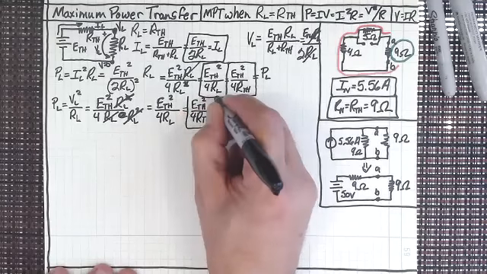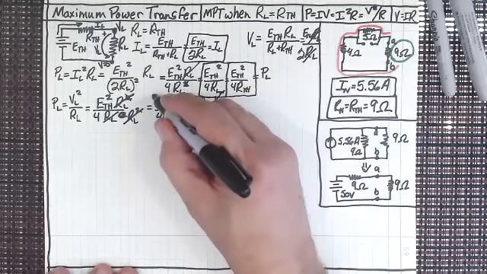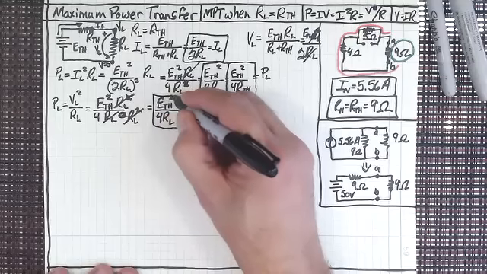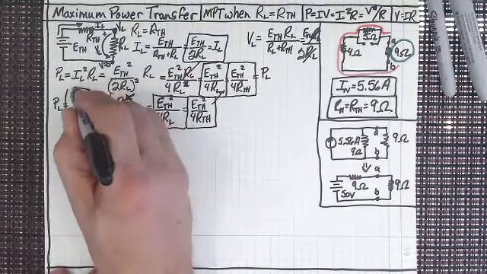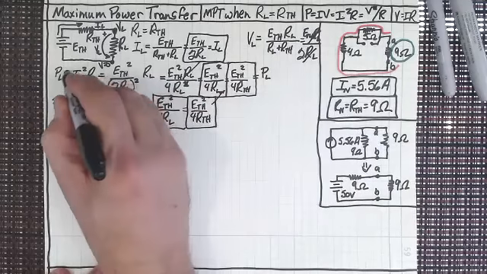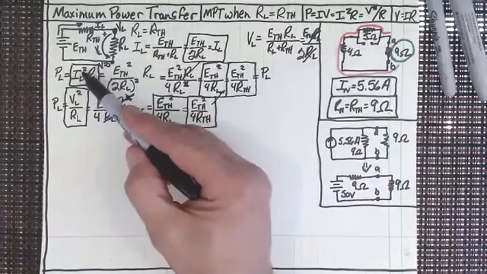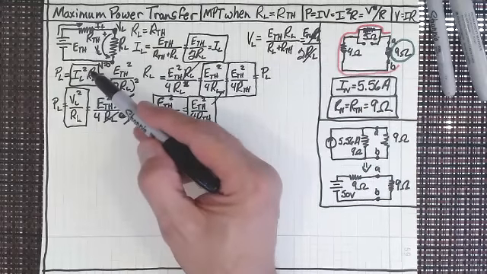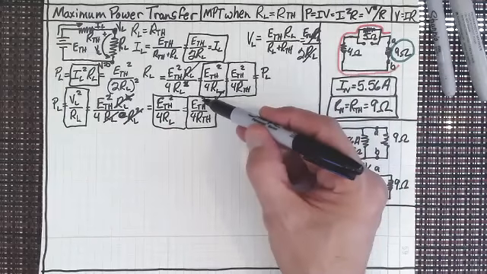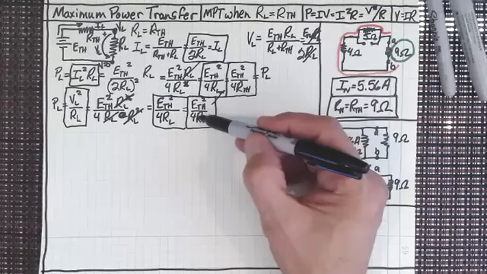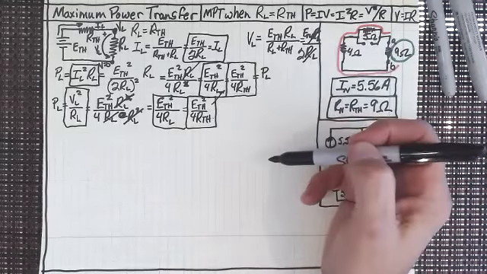Where have I seen that before? I've seen that right here. So it doesn't matter which way I find power, whether I find power with V sub L squared over R sub L, or with I sub L squared times R sub L, it's both going to come out to exactly the same thing: E Thevenin squared divided by 4 times Thevenin's resistance.